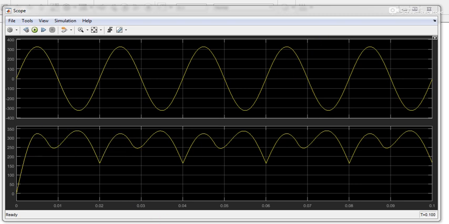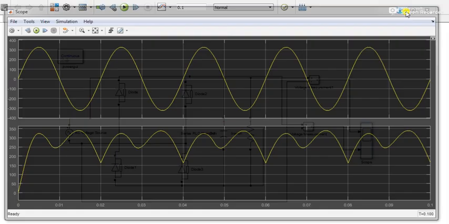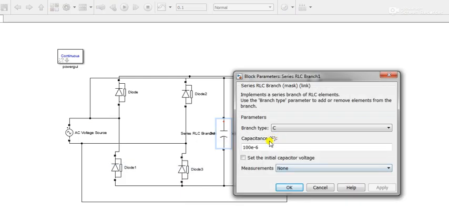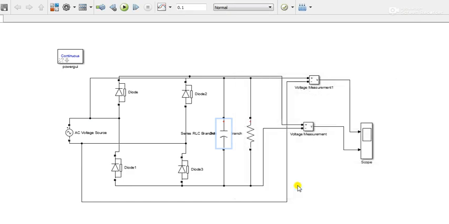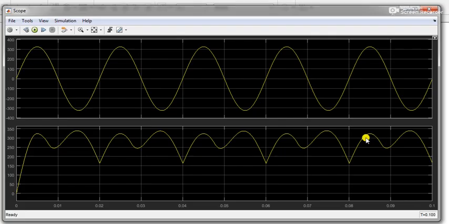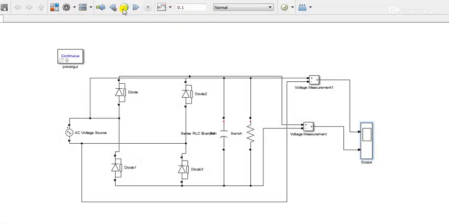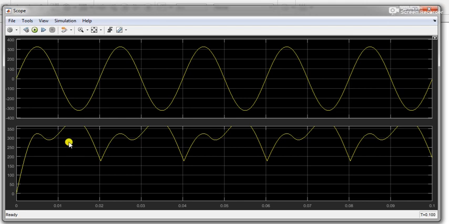Let us increase the value of the capacitance to 200 and run the simulation once again. You can see, due to the presence of a very high capacitance, the peak value is rising. So we should not choose this.